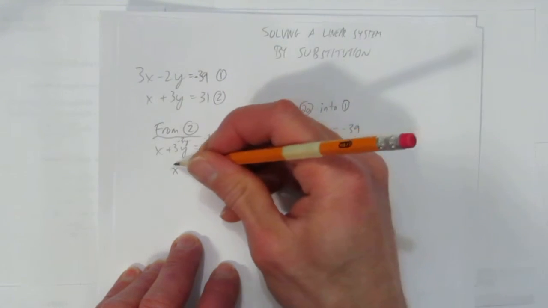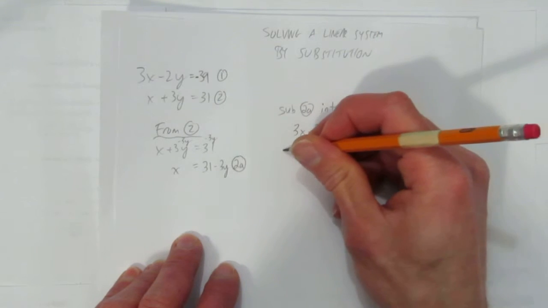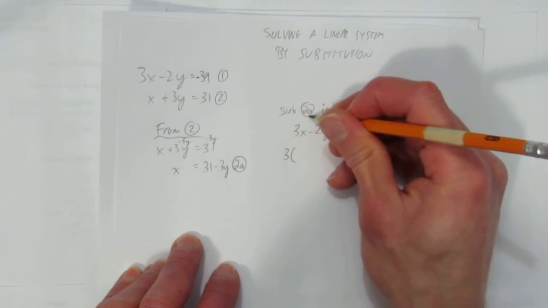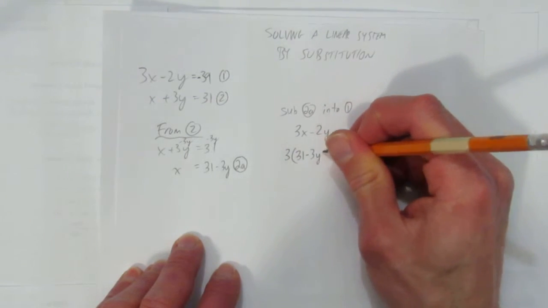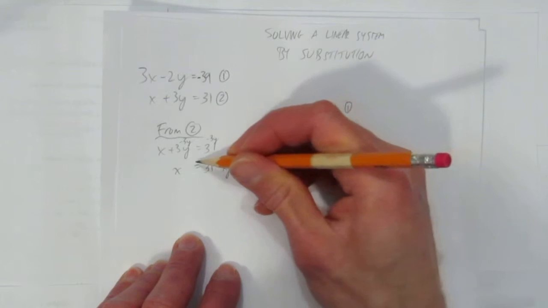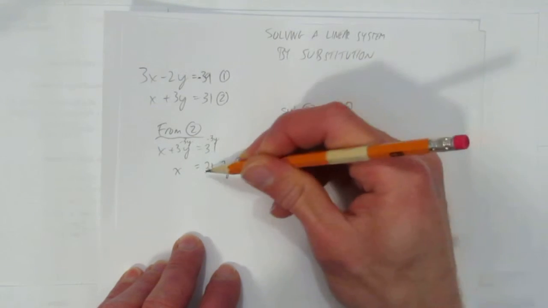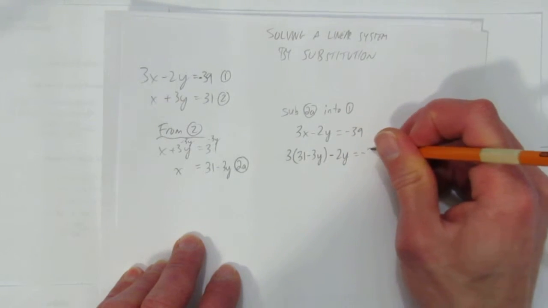So we know what x is. That's 2a. X is, let's replace it. This x is the same as 2a. Replace it by subbing it in, 31 minus 3y. See what we did there? Substitution. We solve for x and replace the x in equation 1 with 31 minus 3y. We have to rewrite the rest of the equation though.